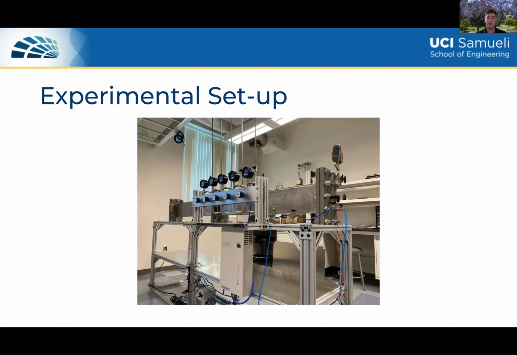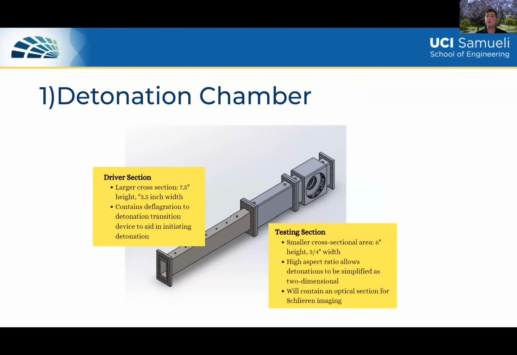Here's an overview of our entire setup. I will now look into each individual component, starting with the detonation chamber. This has two sections. We have a larger driver section with a larger cross-sectional area, and then a smaller cross-sectional area testing section. In the driver section, we start our detonation. We have our spark plug on one end that combusts the gases. We have a deflagration to detonation transition device, which is essentially a lattice structure that causes a lot of shocks to reflect, and that starts the detonation.